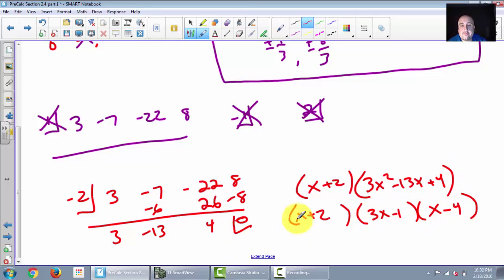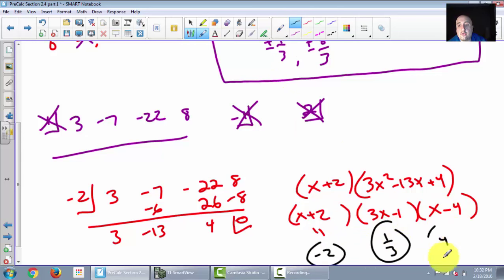So what are my answers? My answers are -2, add 1, divide by 3, so 1/3, add 4, I get 4. So I have my 3 answers. Your goal is to get it down to an x squared and then factor.